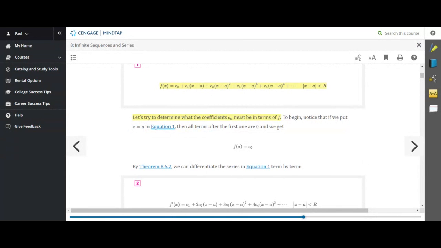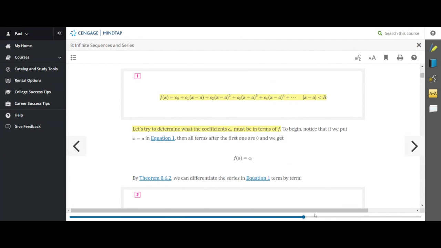to determine what the coefficients c sub n must be in terms of the function. If we substitute in x equals a in equation 1, all those terms are going to drop out.